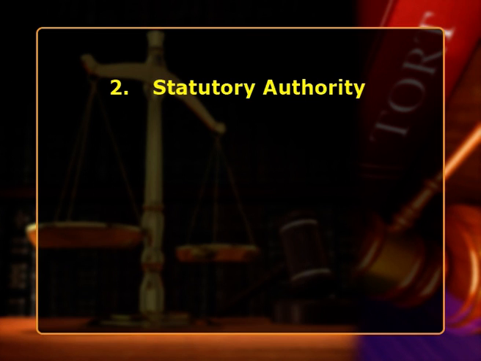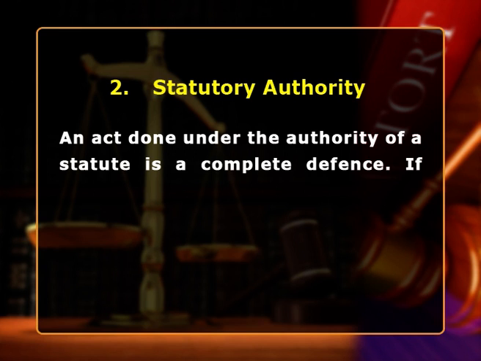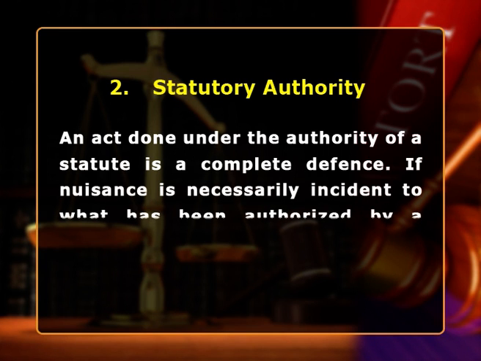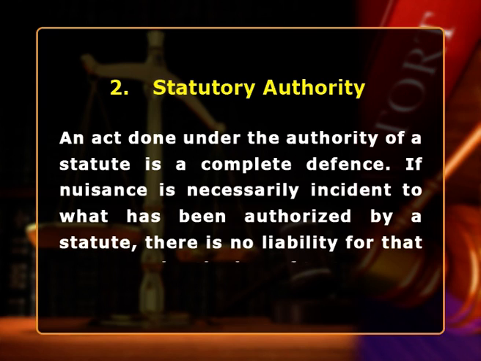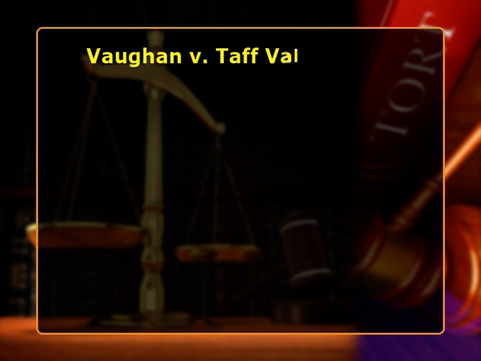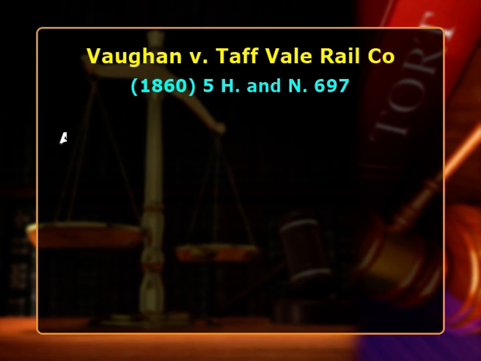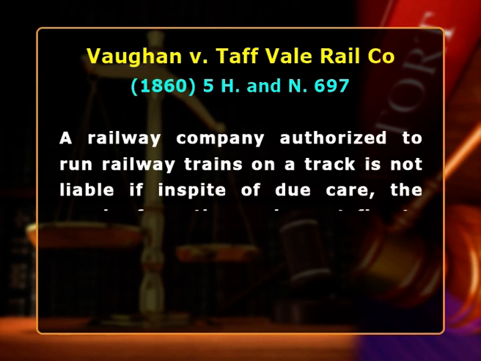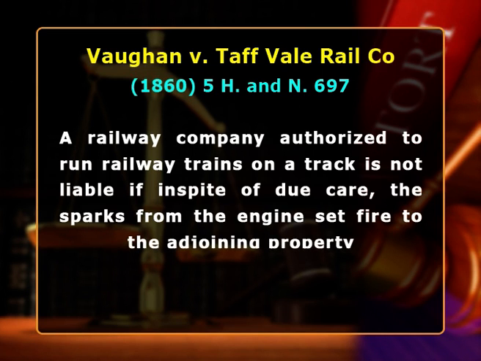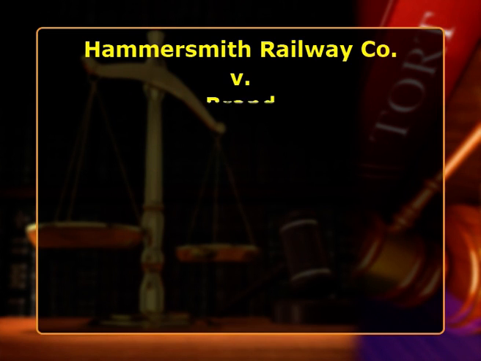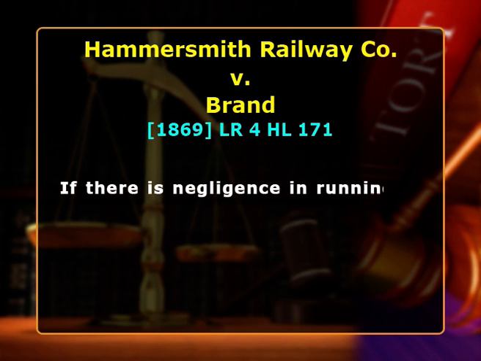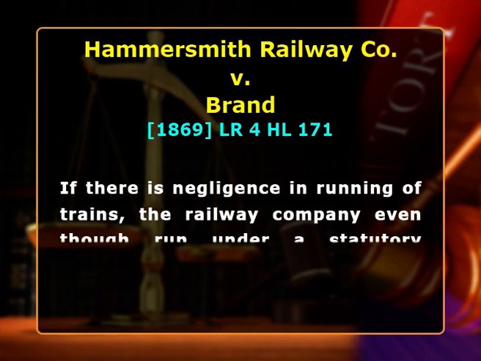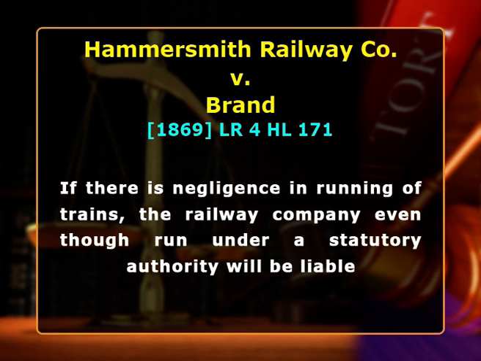Statutory authority. An act done under the authority of a statute is a complete defense. If nuisance is necessarily incident to what has been authorized by a statute, there is no liability for that under the law of torts. In Vaughan versus Taff Vale Rail Company, a railway company authorized to run railway trains on a track is not liable if, in spite of due care, the sparks from the engine set fire to the adjoining property. In Hammersmith Railway Company versus Brand, it was observed that if there is negligence in the running of trains, the railway company, even though run under a statutory authority, will be liable.